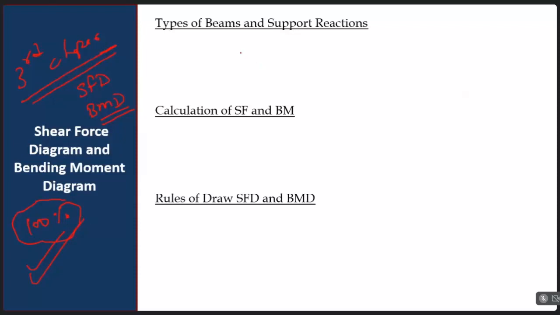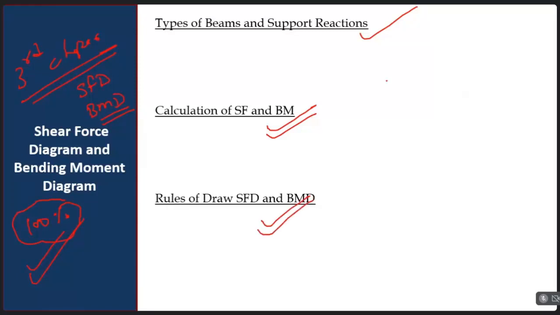Okay, so first you start from the types of beams and supports. What are the types of beam? For example, cantilever beam, simply supported beam, overhanging beam, fixed beam. Now calculation of shear force and bending moment. We should go for the calculation of shear force for the different cases, for the different beams. And then go for the rules to draw the shear force as well as bending moment diagrams.